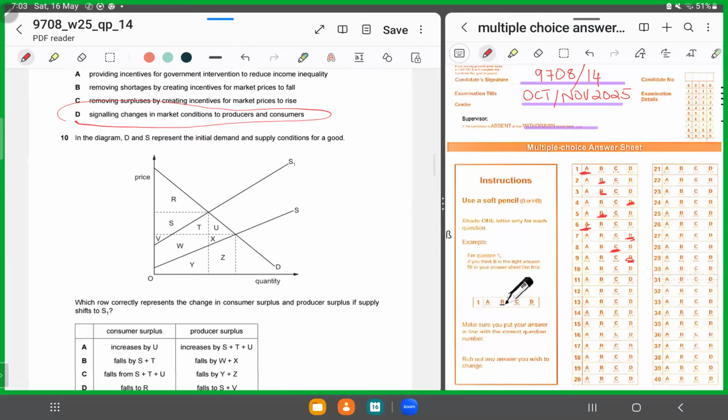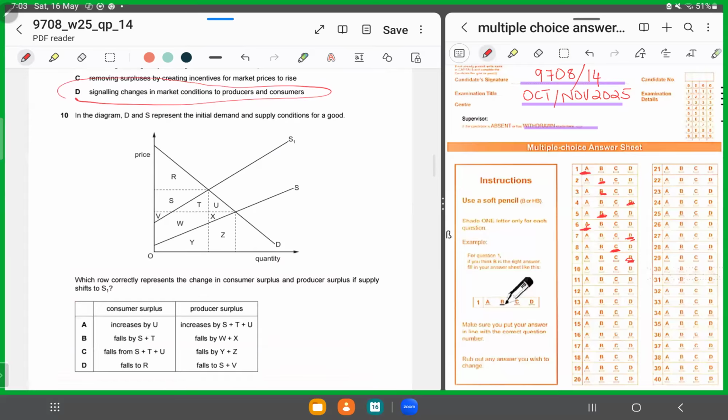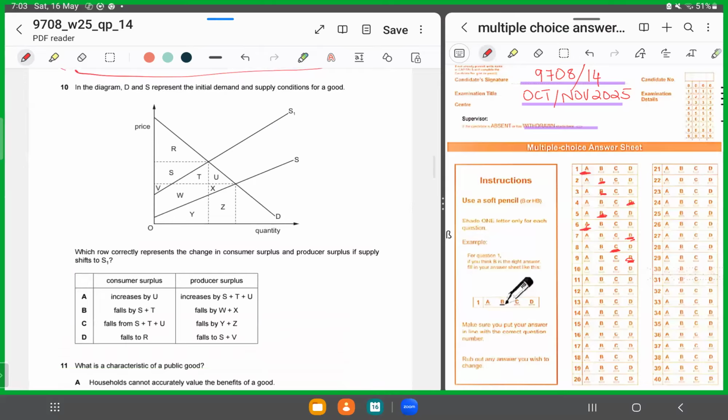Moving forward, MCQ number 10. MCQ number 10 displays the demand and the supply curves. It says that D and S were the initial demand and supply curves for a good. The vertical axis displays price, the horizontal displays the quantity. Now they ask which row represents the change in consumer and producer surplus if supply rises to S1. So now if the supply curve shifts from S to S1, there are certain changes that have occurred in the consumer surplus and the producer surplus.